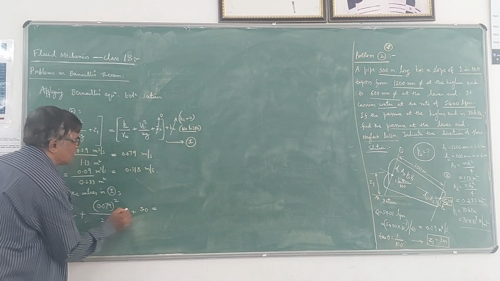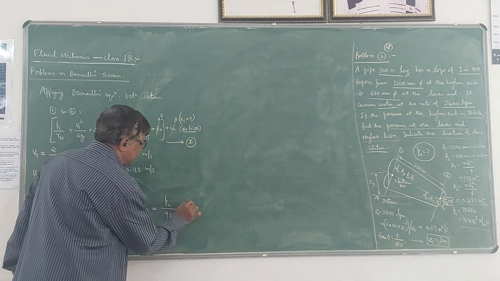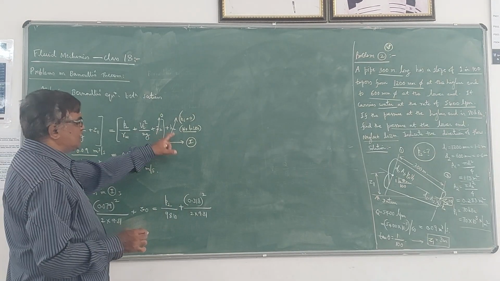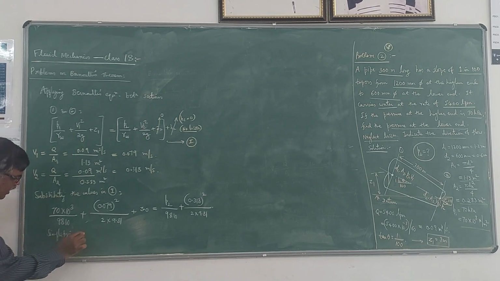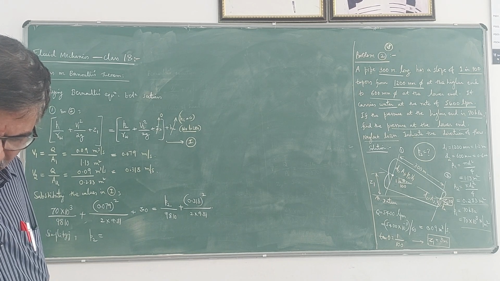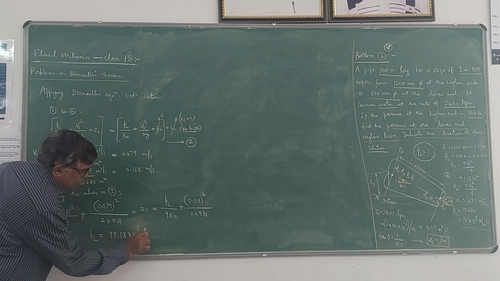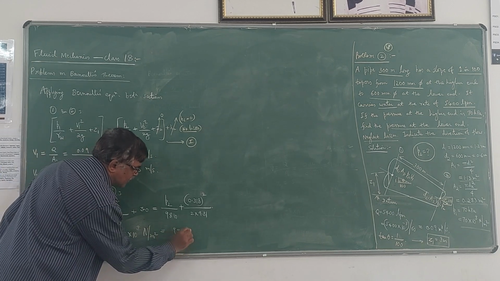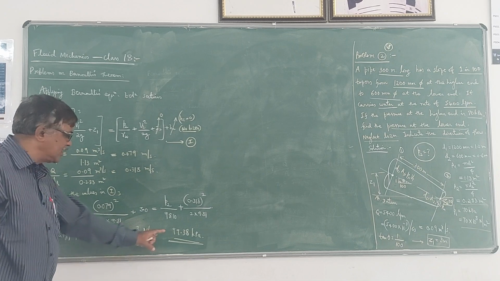So 3 meters is equal to P2, which is unknown and we have to find out, divided by 9810 gamma W, plus V2 which is 0.318 squared, divided by 2 into 9.81, plus of course Z2 is 0, HL is also 0. So this is what we have to substitute. Now if you simplify this entire thing, you will get the value of P2. After simplification, you get 99.38 into 10 power 3 pascals, or Newton per meter square, which is the same as pascal. So you can write it as 99.38 kilopascal. Because P1 was given as 70 kilopascal, you are getting P2 as 99.38 kilopascal.